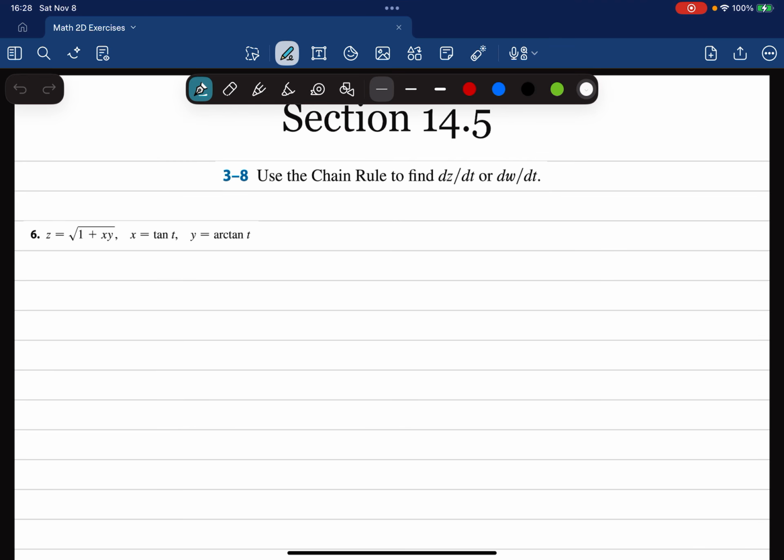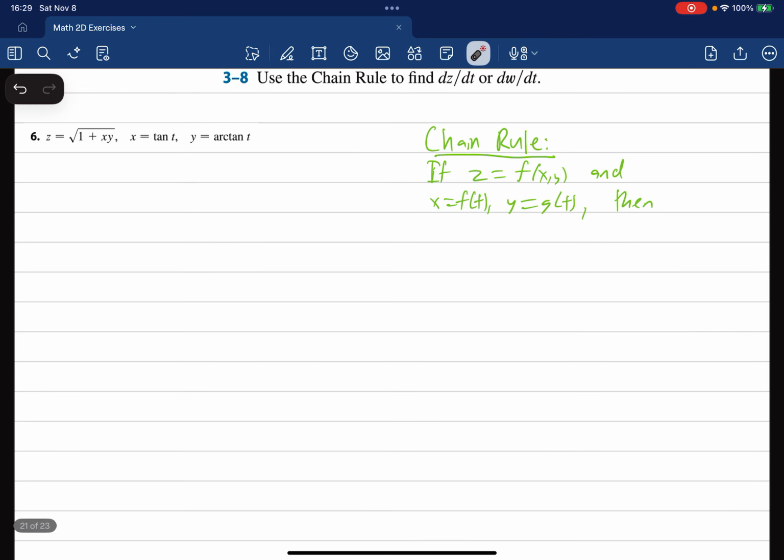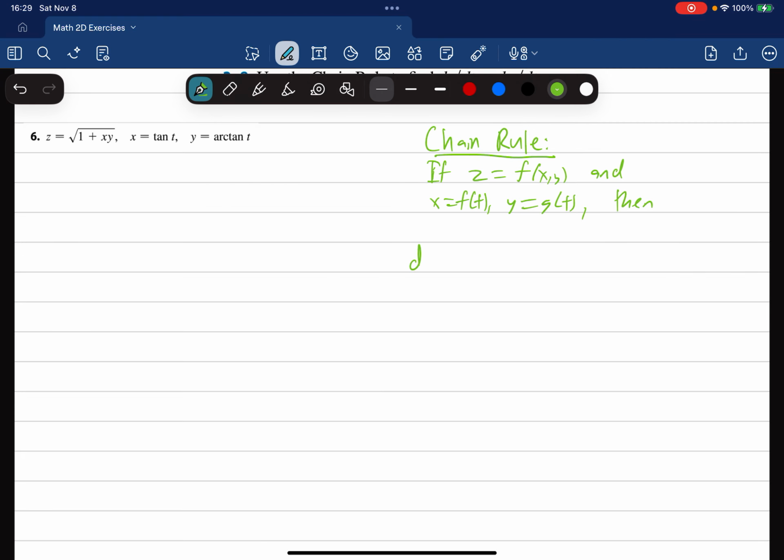So first, let me remind us of what the chain rule says for the univariate case. If z is f of x, y, and x equals g of t, y equals h of t, then we can compute the derivative of z with respect to t, again, because it's a function of t when we plug in x and y. We can compute it as follows.